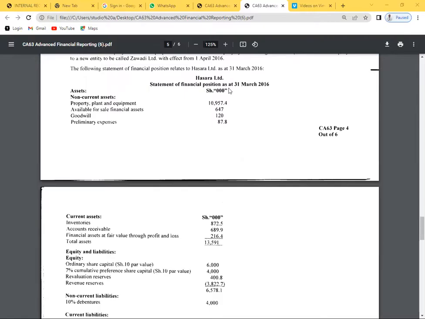Goodwill, thank you very much. Goodwill, preliminary expenses. So we have here goodwill. So goodwill of how much? Goodwill of 120. They are the capitalized preliminary expenses.